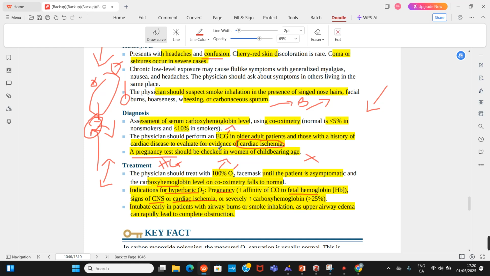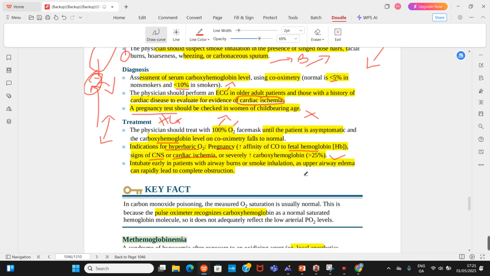Or you measure the carboxyhemoglobin level. We've said for normal people it should be less than 5%, and for smokers it should be less than 10%. You are now getting a value of 25%. You are now picking 100% oxygen via face mask in the exam. That's the problem. So, more than 25%, hyperbaric oxygen. If you are seeing any feature of airway edema, like wheezing, hoarseness of voice, singed nasal hair, carbonaceous sputum, immediately go and intubate them. Immediately go and intubate them.